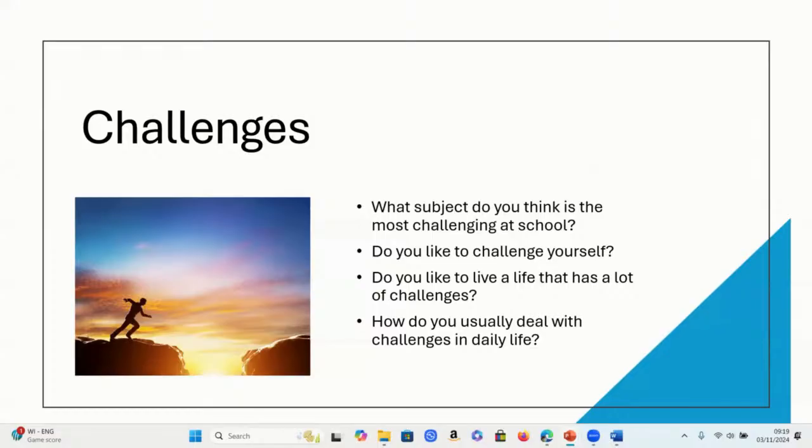Do you like to live a life that has a lot of challenges? Right? You know, a lot of challenges. So again, it's a do you like. We want to start the answer with some kind of useful or good phrase or vocabulary, whatever. And what's the last one? The last one, how do you usually deal with challenges in daily life? So this is a regular, everyday habit or fact, this kind of question.